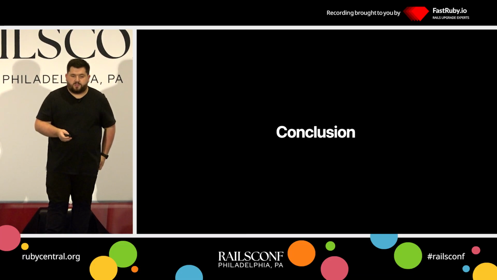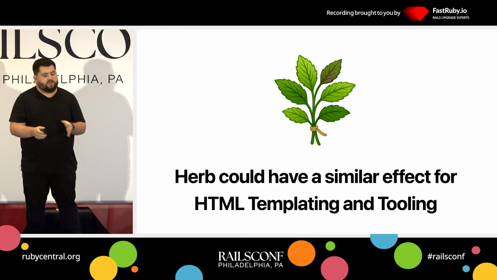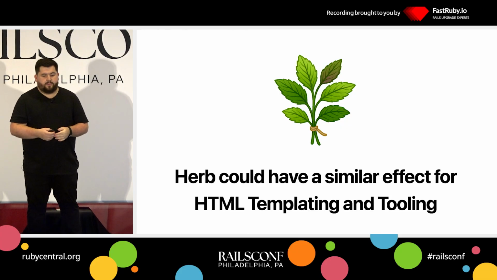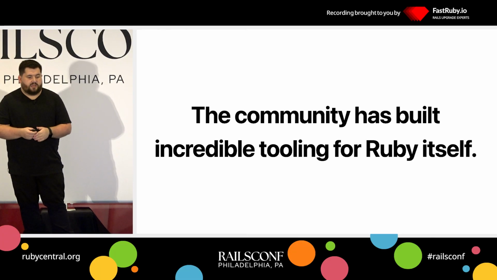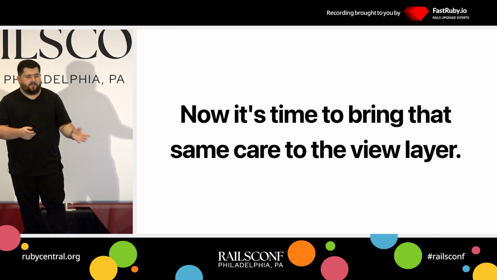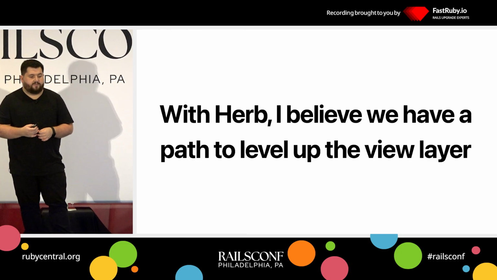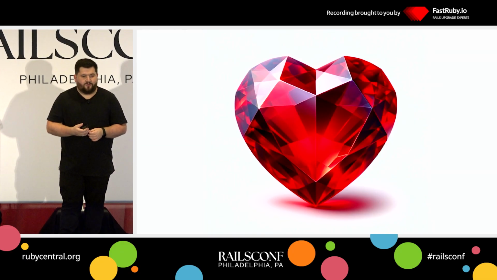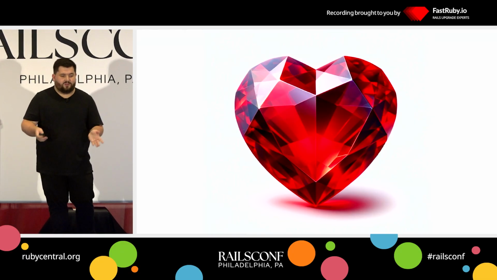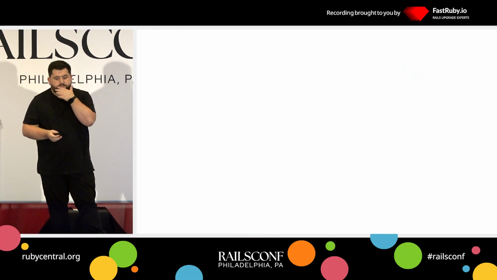So yeah, to conclude, I think Prism had a big effect on the whole tooling and internals of Ruby, and I think that Herb could have a different effect for templating in general. And given that we have built awesome tools in the whole community, I think that now is the time to bring the same care and love to the view layer. And with Herb, I think we have this to level it up. In the end, I love Ruby, and that's why I'm here today. I want to keep using Ruby, and I want to keep it as attractive as possible for people to use.